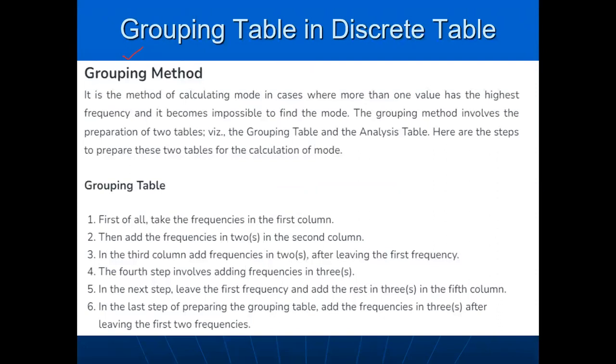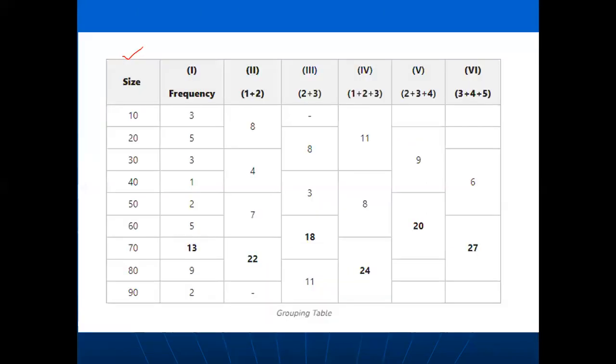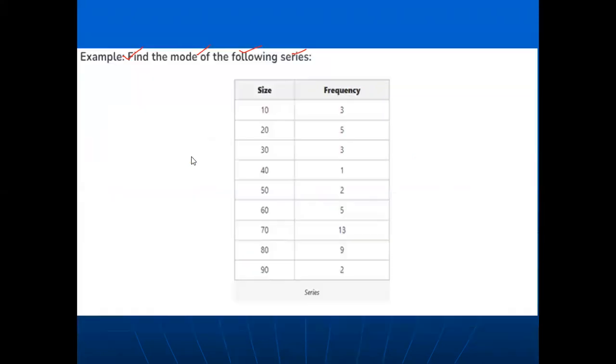In the third column, add frequencies in twos after leaving the first frequency. So leaving the first frequency, that is leave 3, you have to add frequencies in twos. Now you add 5 and 3, 1 and 2, then 5 and 13, and 9 and 2. That is what you get in the third column. So the first column is over, the second column is over, and the third column is also over.